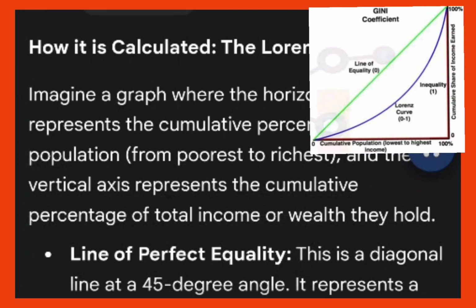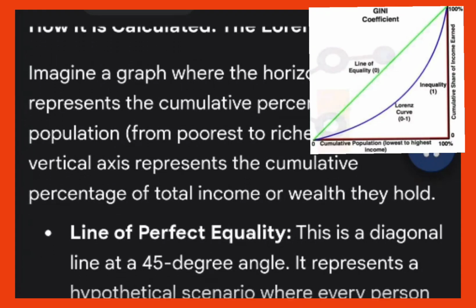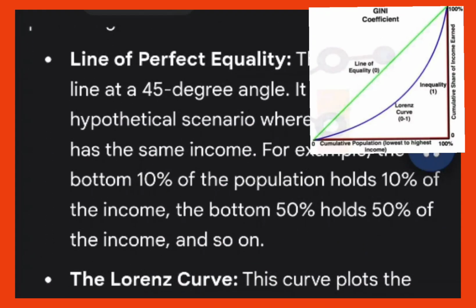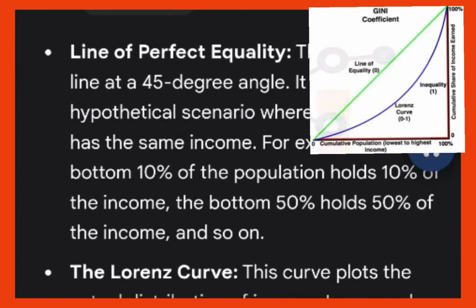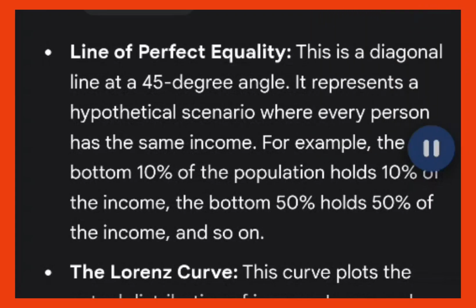Line of perfect equality. This is a diagonal line at a 45-degree angle. It represents a hypothetical scenario where every person has the same income. For example, the bottom 10% of the population holds 10% of the income, the bottom 50% holds 50% of the income, and so on.